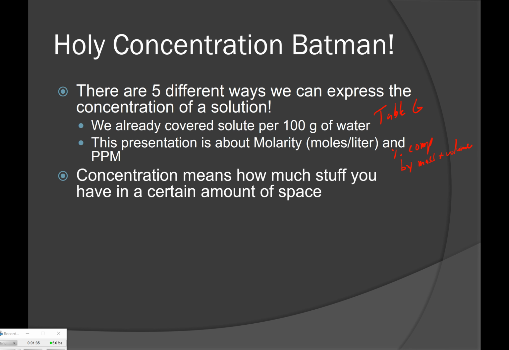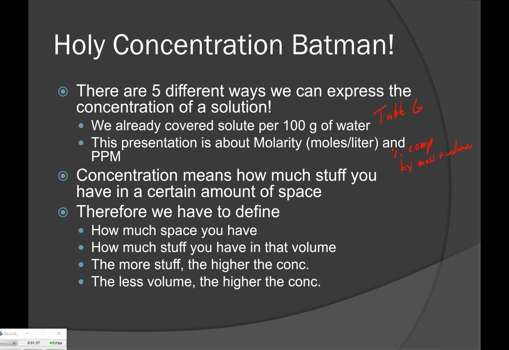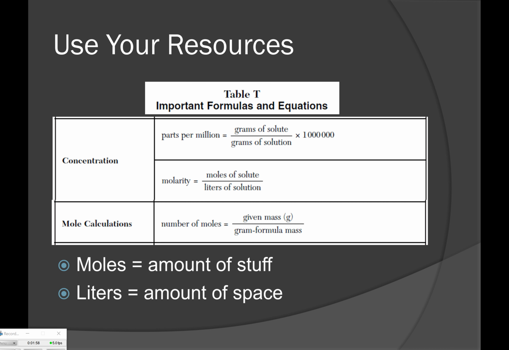Concentration simply means how much stuff we have in a certain amount of space. So in order to calculate concentration, we need to define how much space we have and how much stuff we have in that volume. More stuff means a higher concentration, and less volume also means a higher concentration, based on the relationship of those variables in their respective equations. These are our concentration equations that we find on Table T, the 2 that we're going to cover today: parts per million and molarity.